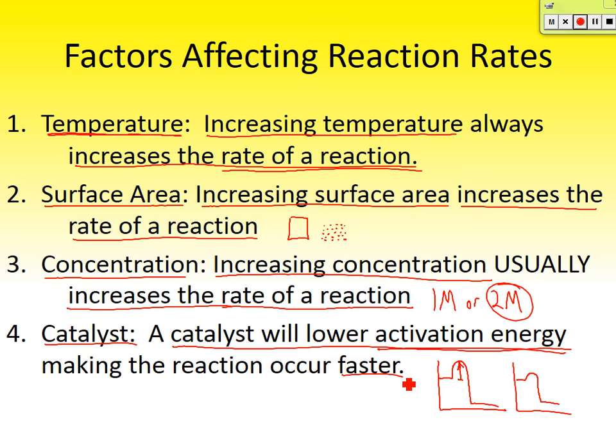Okay, so 4 things. Let's just review. Temperature. If you increase the temperature, reactions happen faster. Surface area. If you break the substance up and increase the surface area, you'll make the reaction happen faster. Concentration. If you increase the concentration, you will usually increase the rate of the reaction. And then there's a catalyst. If you lower the activation energy, now the reaction can happen faster because the particles don't have to hit each other with as much energy, and more of them will lead to a chemical reaction.